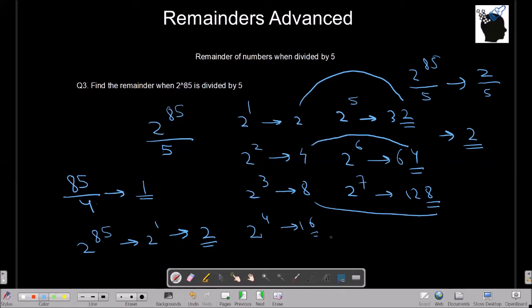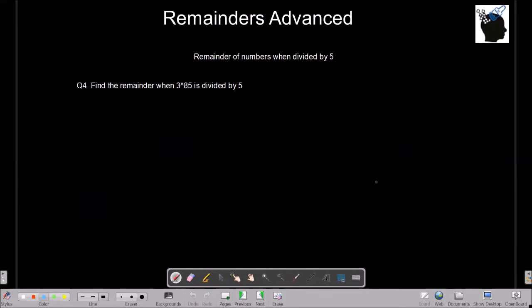Let's try one more. Find the remainder when 3 raised to 85 is divided by 5. Again, we need to find the units digit of 3 raised to 85. Let's use the cycle method.